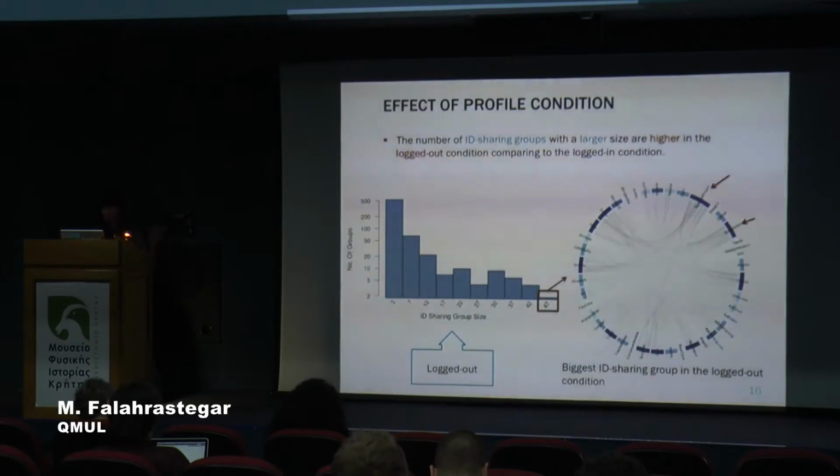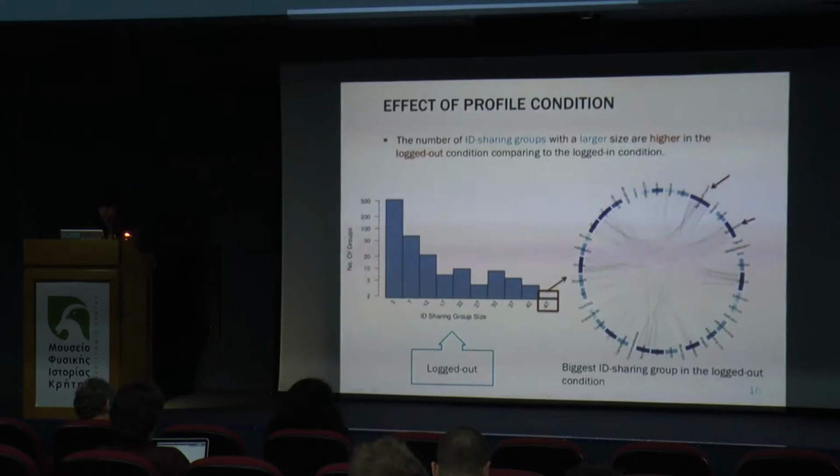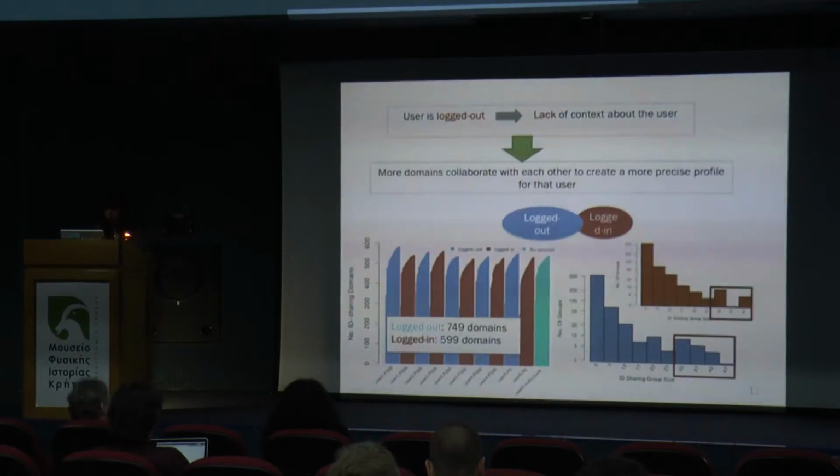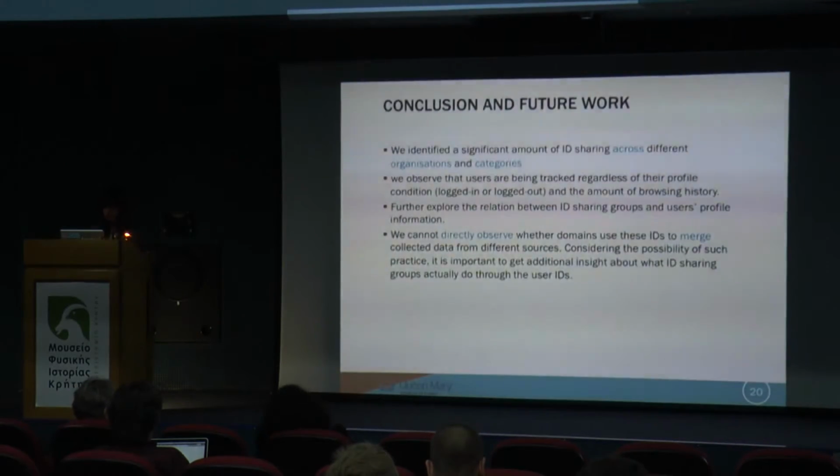parties. Here, for example, is the biggest ID sharing group in the logged out mode that we observed. This group consists of 47 different organizations, and there are intangible connections between these parties. Some of them have a stronger connection with each other. For example, the Rubicon Project and Sticky Ad TV, a video publisher service, have a stronger connection with each other.